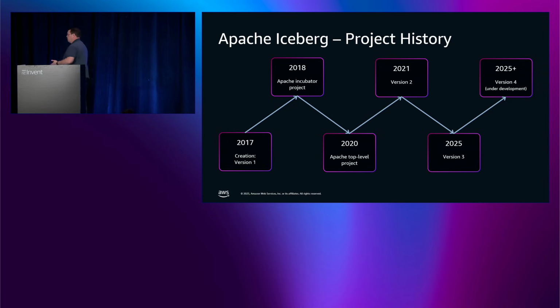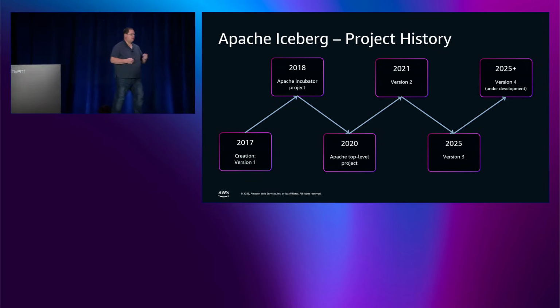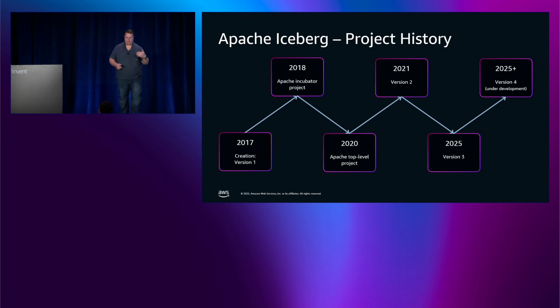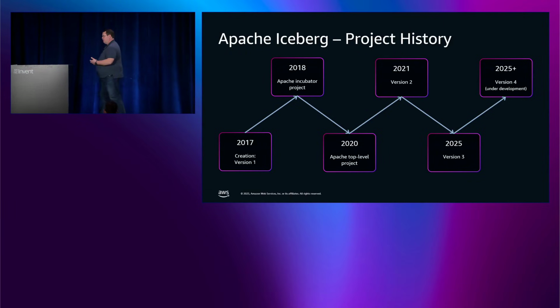In 2021, version 2 of the spec came out. The big feature that came in V2 was the capability for merge on read, doing row-level deletes, which is the precursor to deletion vectors, which is what we'll talk about today for V3. In 2025, this year in May, version 3 of the spec was ratified. And then, as I mentioned, we're starting to see some formulation around where things are going with the in-development proposals for V4.